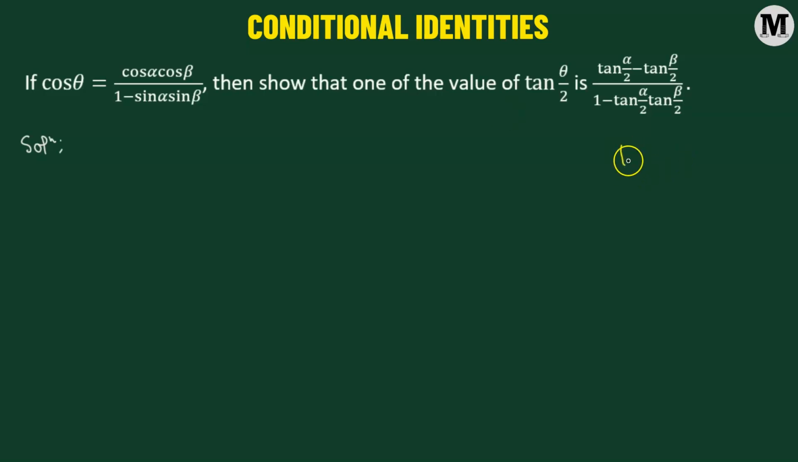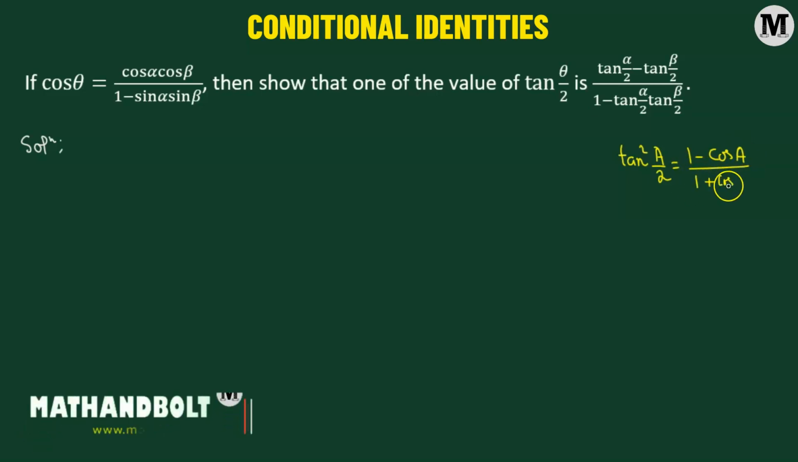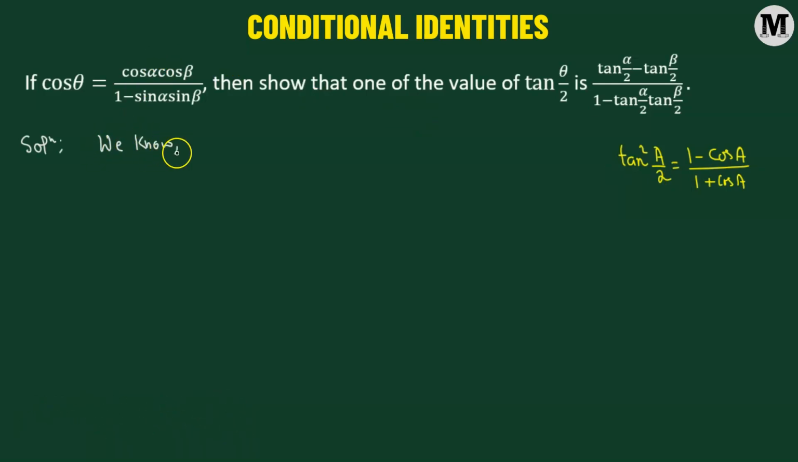We know that tangent squared of a over 2 is given by 1 minus cosine of angle a divided by 1 plus cosine of angle a. So in place of a, we are going to use the value theta. So we know that tangent squared of theta over 2 is equal to 1 minus cosine of angle theta divided by 1 plus cosine of theta. Now we will use this particular value of cosine theta.